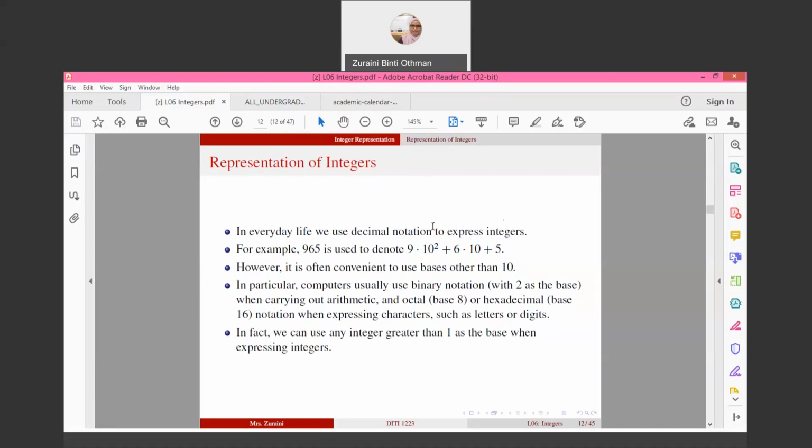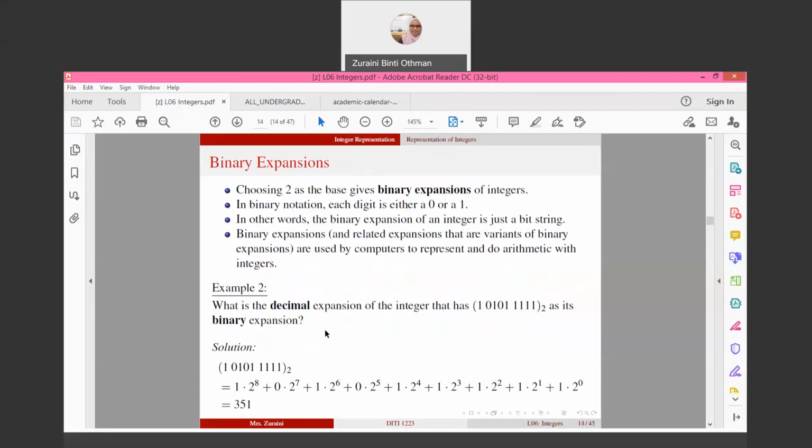However, it is often convenient to use bases other than 10. In particular, computer usually use binary notation with 2 as the base when carrying out arithmetic, and octal base 8 or hexadecimal base 16 notation when expressing characters such as letter or digit. In fact, we can use an integer greater than 1 as a base when expressing integer.